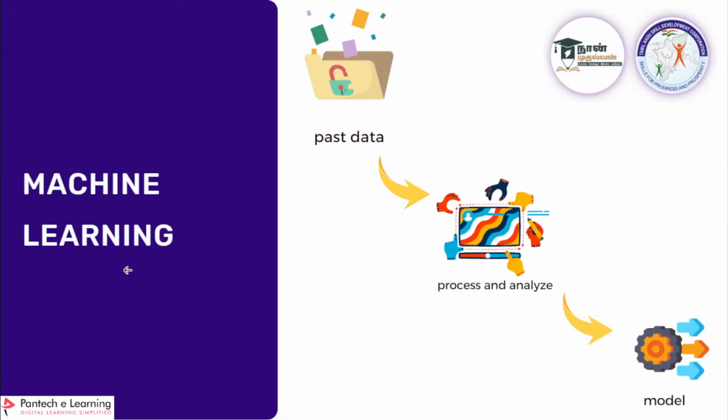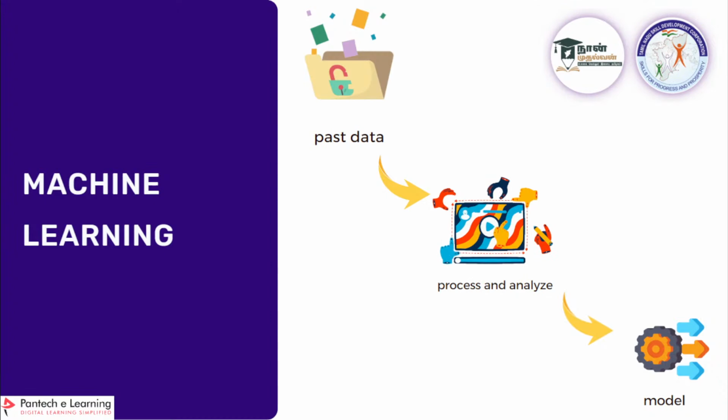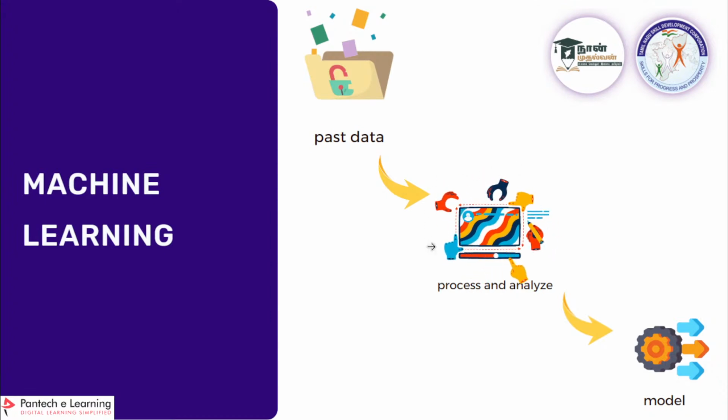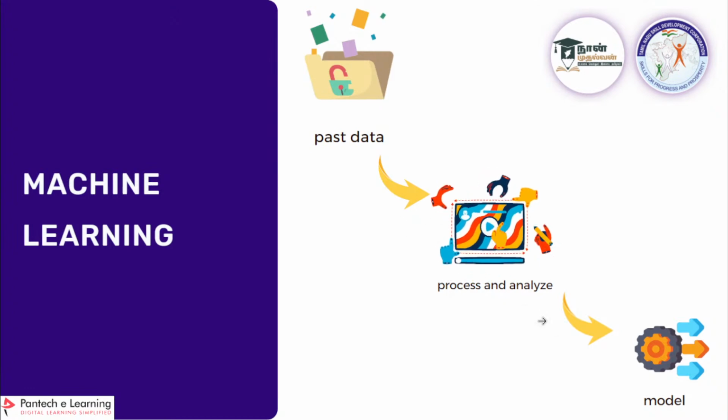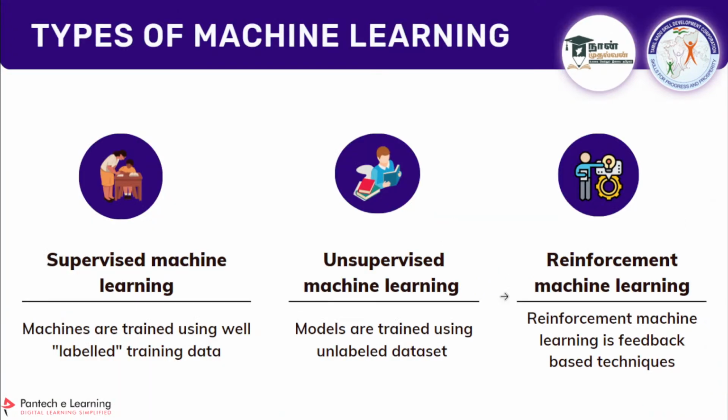So in machine learning, what we are actually doing is giving the past data. We have some dataset. We have worked with many datasets, right? Till now in Pandas we have loaded many datasets. So we use the dataset, process and analyze it, do the pre-processing, and give it to the model. So this is what we are doing in machine learning. So can we start with the types of machine learning?